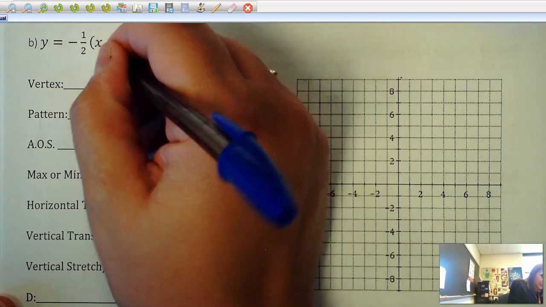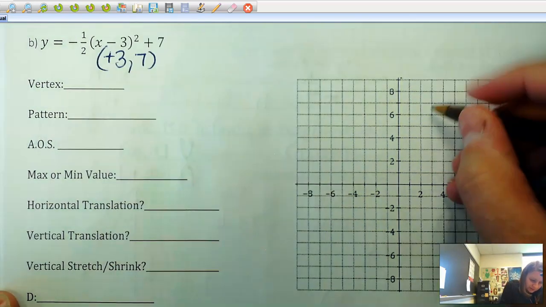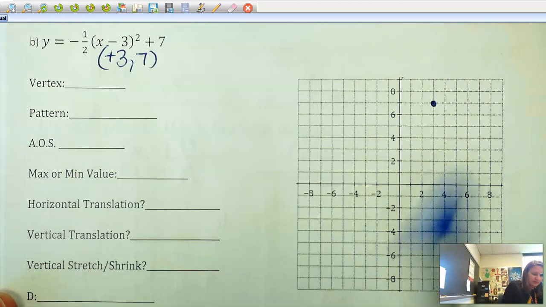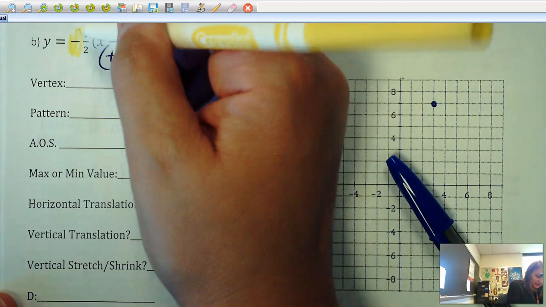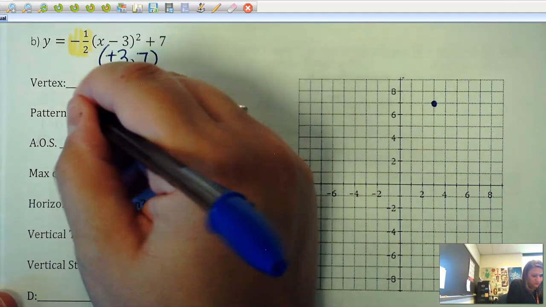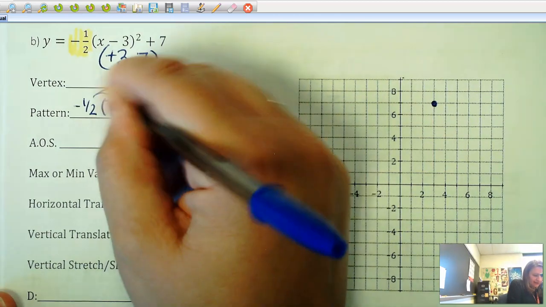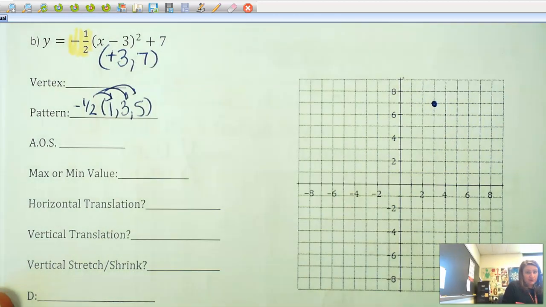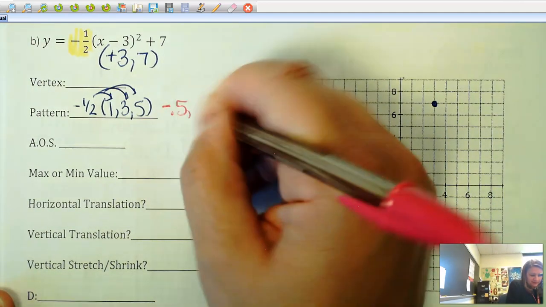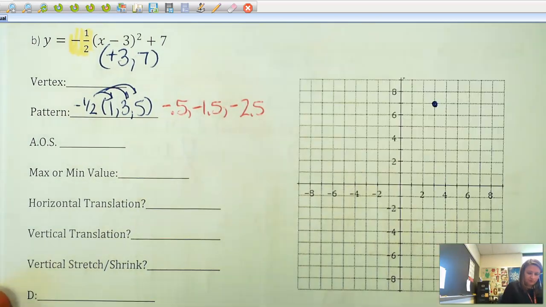So vertex, opposite copy, is going to be 3, 7. So I'm going to go ahead and go over to my graph and plot that point. The pattern here is affected if there's any number out in front of those set of parentheses. So I'm going to do negative 1/2 times my 1, 3, 5. Now, the pattern I want to use, and remember, I recommend doing a decimal. This is going to be -1/2, -1.5, -2.5.